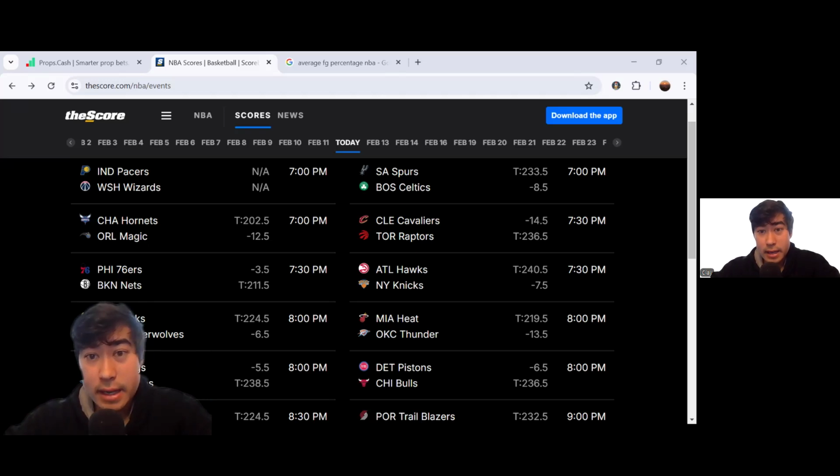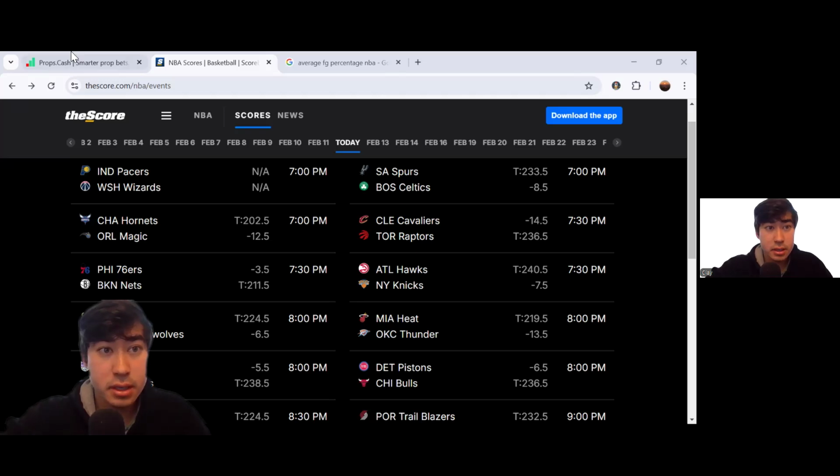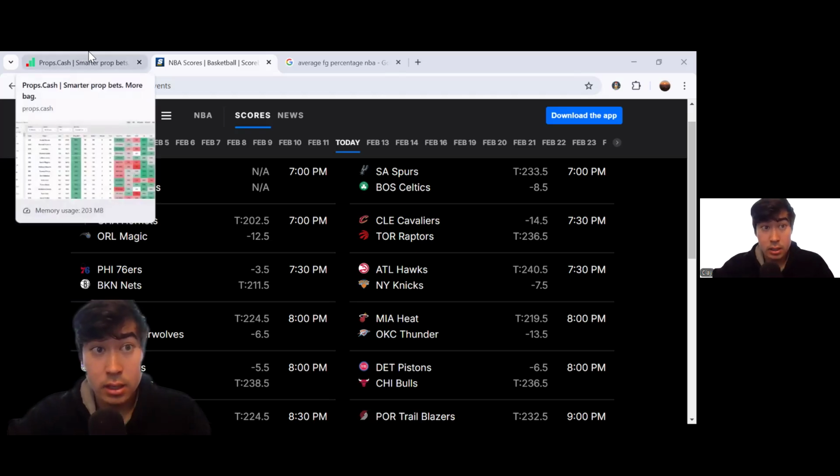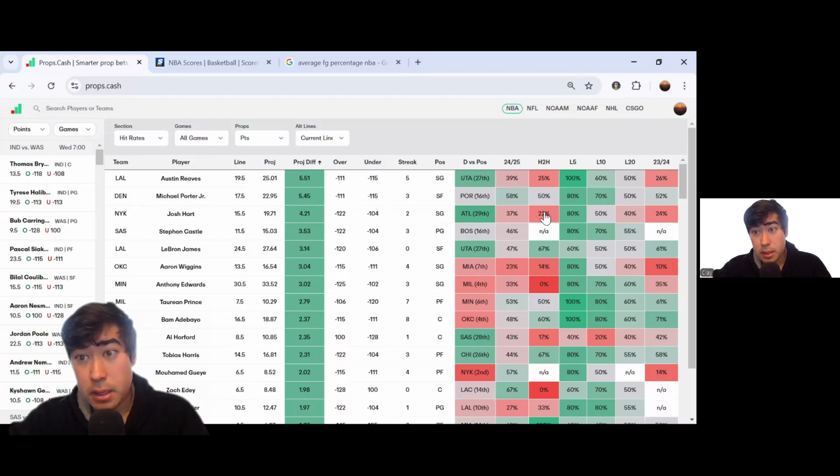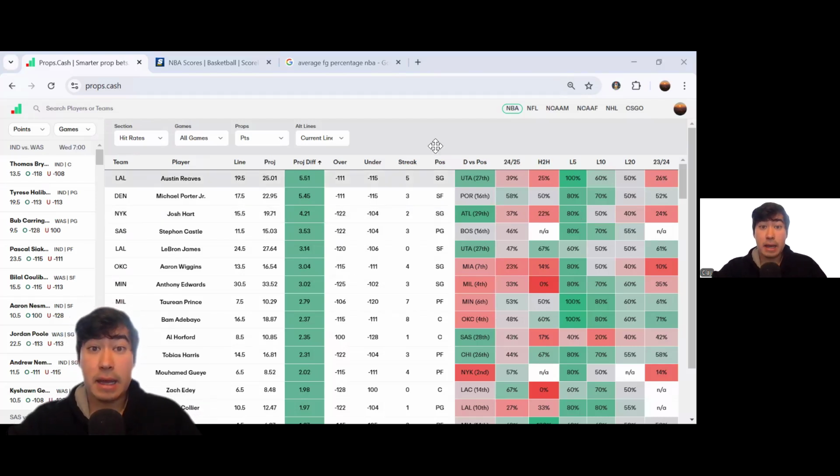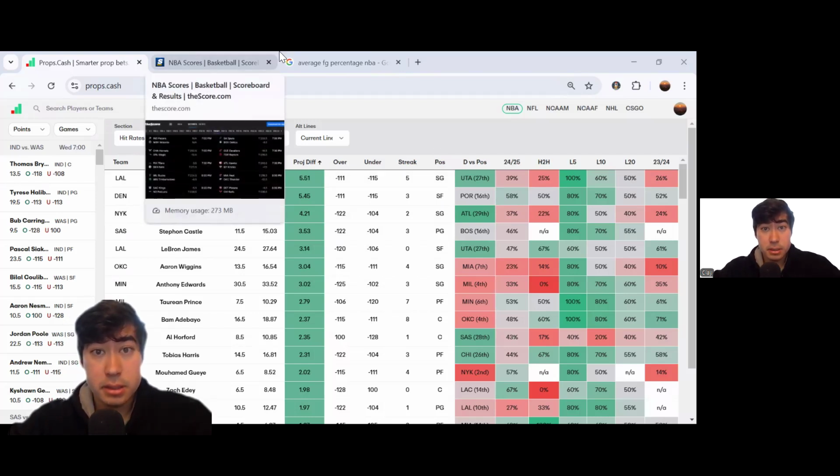We can look at their last 5 games, and that's going to be a clear indicator of how many minutes and how many field goal attempts they're getting recently. If they're on a good streak, if they're shooting well, if they're shooting badly, we want to look at their last 5 games especially. But we also want to look at their last 20 games, their season averages. We can see all that on PropStat Cash, super easy, so that's what I use. We've got the last 5, last 10, last 20, and we're going to get into how to apply these to some of the bets today.